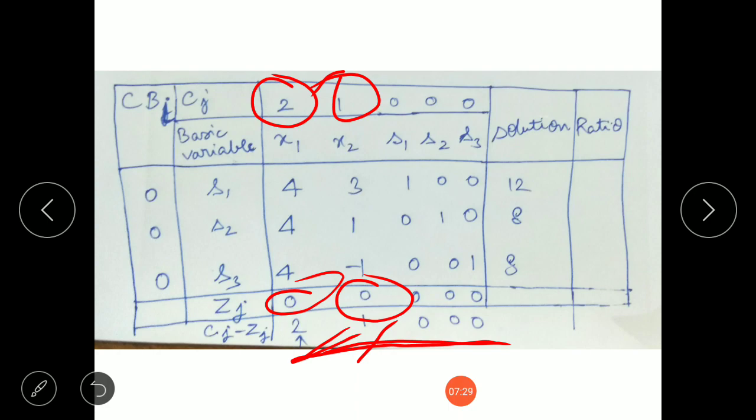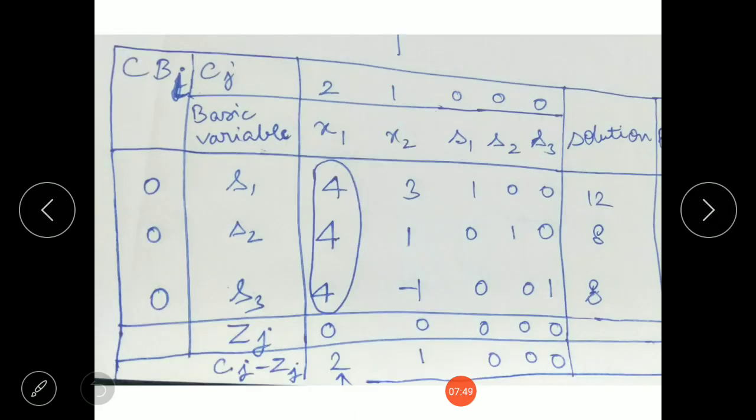What we will do, we will find the maximum positive value among all the values of the Cj minus Zj row. As you can see, the maximum positive value here is 2. So we will encircle the column corresponding to this element. We have encircled the column corresponding to this element, and this is called the key column. Or you can say this variable is the entering variable.